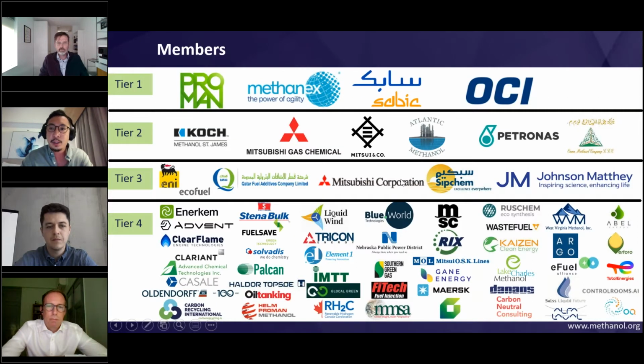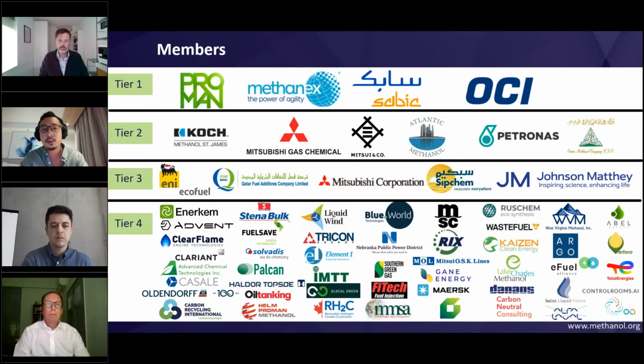MI has a tiered membership. It goes all the way from tier 1 to tier 4. At tier 1, you'd find the biggest methanol producers in the world. It trickles down to tier 2, slightly smaller methanol producers, tier 3, distributors, some producers, and tier 4, where it gets really interesting because they have quite a variety of technology providers and technology companies developing all sorts of methanol applications for the utilization of methanol as a fuel, as a hydrogen carrier.